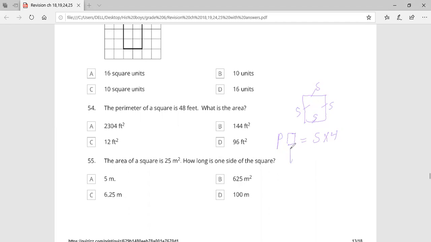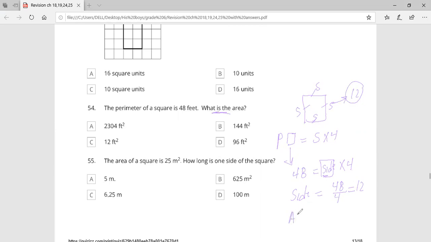Here they say that the perimeter is 48. So 4 multiplied by the side equals 48. The side is going to be what? 4 multiplied by what equals 48? We can divide 48 by 4, which is 12. Here the side is going to be 12. Concentrate. And he asks you what the area is.